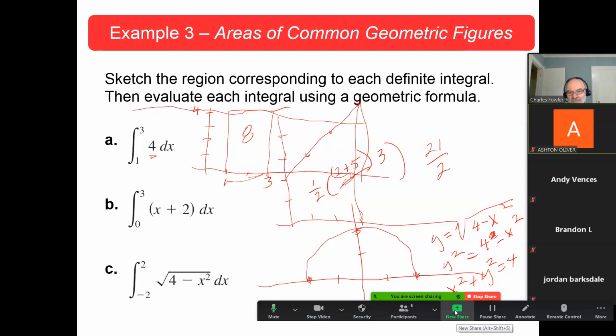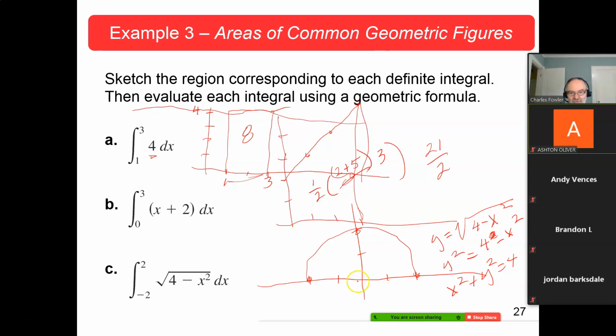So there's a semicircle. Well, guess what? And the semicircle of radius 2.